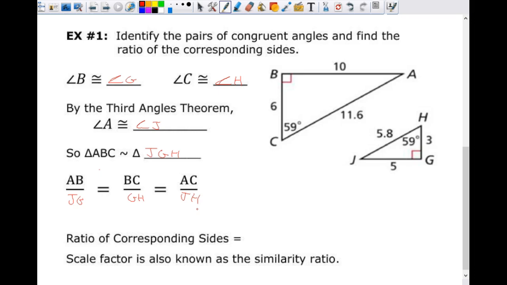Now we need to figure out what the actual scale factor is. To figure out the scale factor, we're going to divide the corresponding sides. We have AB, which is 10, divided by JG, which is 5. That's equal to a scale factor of 2, or 2 over 1. BC is 6, GH is 3. That's 2. AC is 11.6, JH is 5.8.